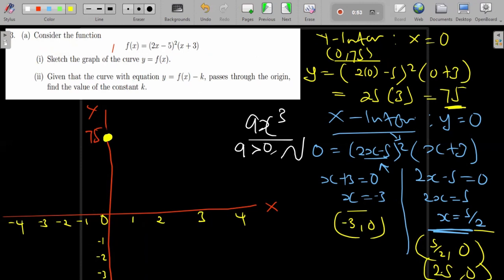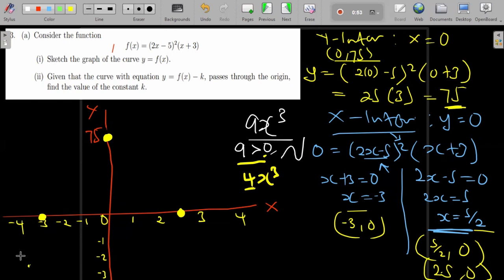Okay, and then my other intercept is at negative 3, 0, which is this part. And then my other intercept is at 2.5, 0, which will just be between here, like that. And then here we said our a, which we found was a x to the power 3. This here is greater than 0. So it means my curve starts from below here. So our curve will just be something like this.